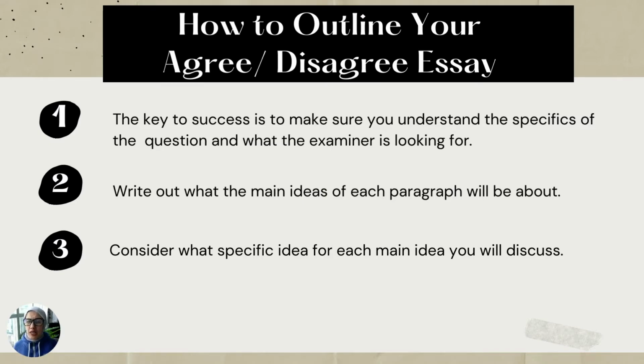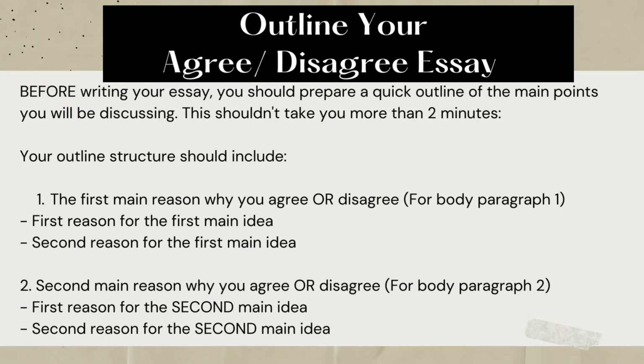So for your outline, you need to write out what the main ideas of each paragraph will be about. Now, this only has to be 3 or 4 words. As I mentioned, if this sounds confusing, I will give you a breakdown of what I mean. So definitely stay tuned for more. Number 3, you need to consider what specific idea for each main idea you will discuss. So let's move on to how your outline should look for your agree-disagree essay.